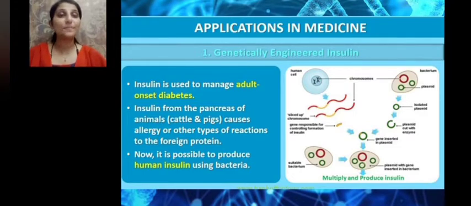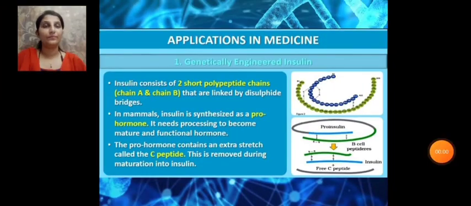Insulin from the pancreas of animals like cattle and pigs causes allergy and other types of reactions to the foreign protein. So when insulin was isolated from non-human sources like cattle and pigs, as I told you earlier, it creates immunological and allergic reactions. Now it is possible to produce human insulin using a prokaryote, that is bacteria.